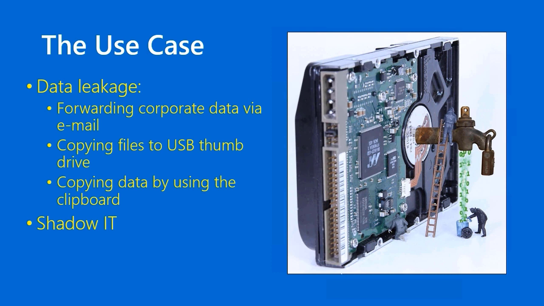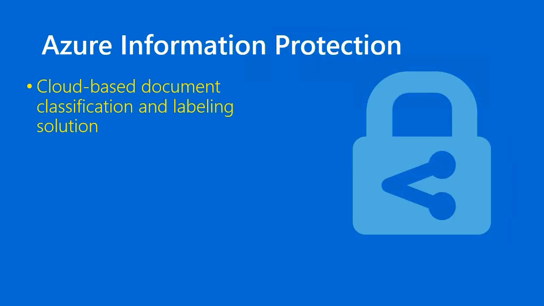Scary stuff, and it overlaps with a problem in modern-day information technology called shadow IT, where users, either maliciously or unintentionally, depending upon how well-trained they've been, are installing unapproved applications and perhaps handling corporate data in a way that's not authorized. AIP is a cloud-based document classification and labeling solution, specifically for your Microsoft Office documents.